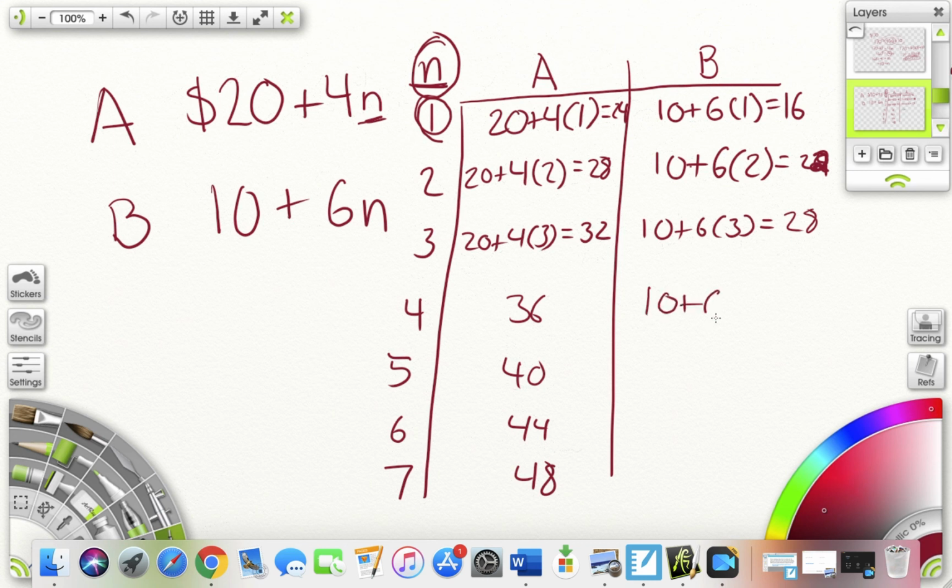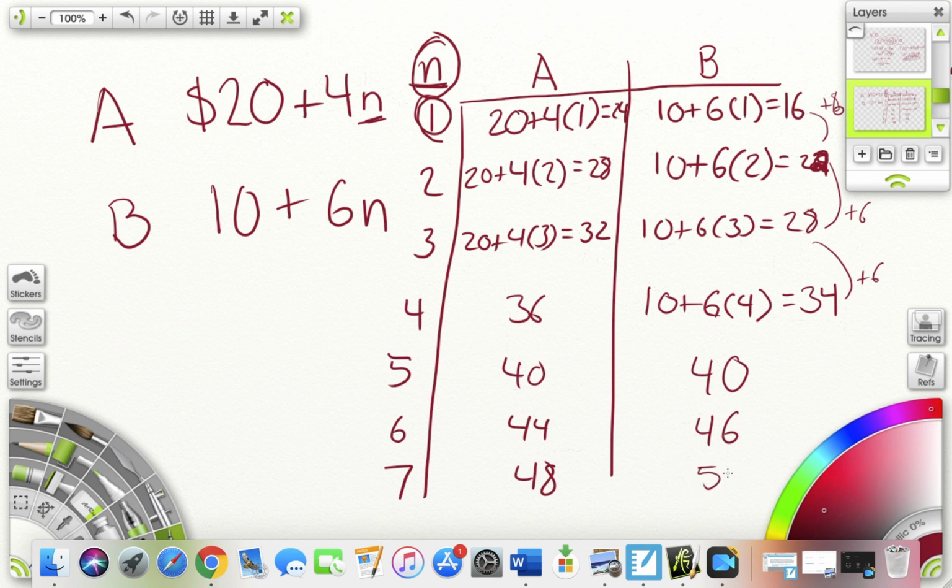10 plus 6 times 4. 6 times 4 is 24. Plus 10 is 34. So what number am I going up by? I'm going up by 6 over here, 6 over here, and 6 over here. So 34 plus 6 equals 40. 40 plus 6 equals 46. 46 plus 6 equals 52. So there are my numbers.